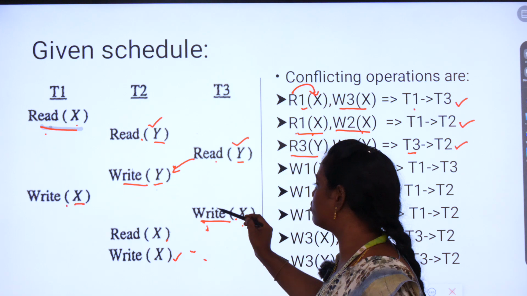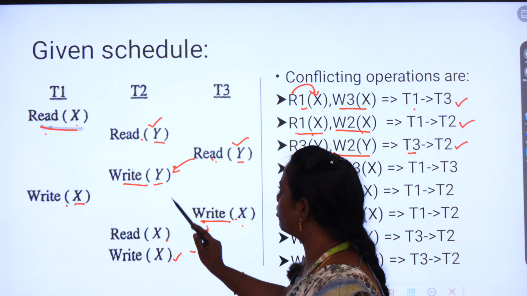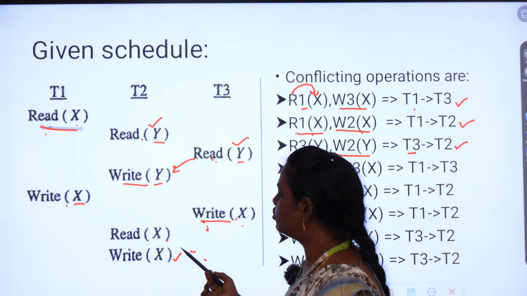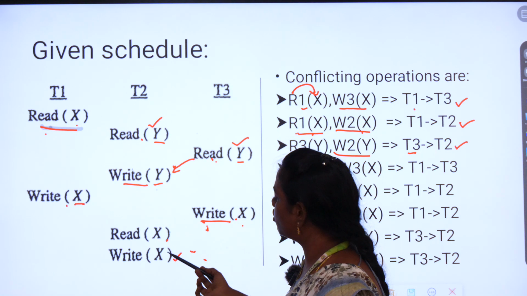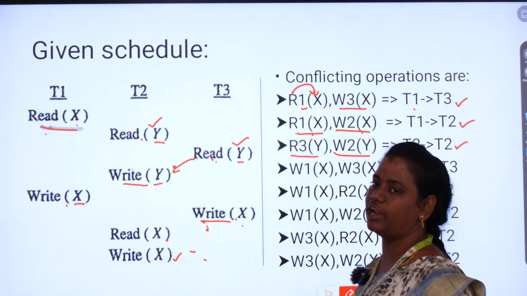And the next one belongs to the same transaction, so there's no need to check for a conflicting operation. So next I am going to check the next operation. Here both are read operations, so there is no conflict. Next, both are performing operations on different data, so definitely there is no conflict. Now I have checked read of y.